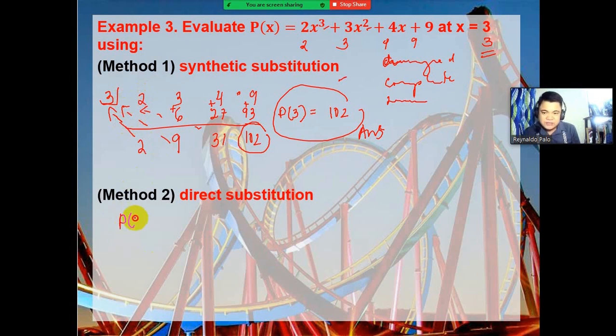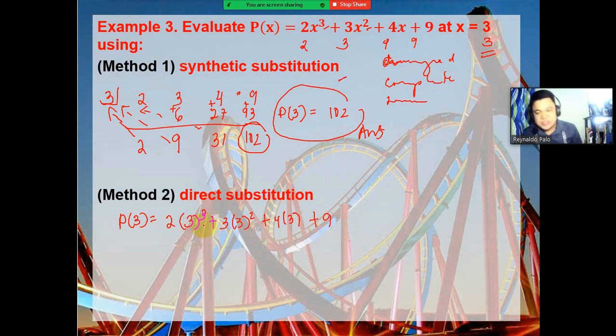So, the value of x is 3, p of 3, and then change all the values of x to 3. We have now 2 times 3 cubed plus 3 times 3 squared plus 4 times 3 plus 9. So as you can see, we are able to substitute all the values. Again, you don't need to inspect if it is arranged and if it is complete. So there's no problem with that.